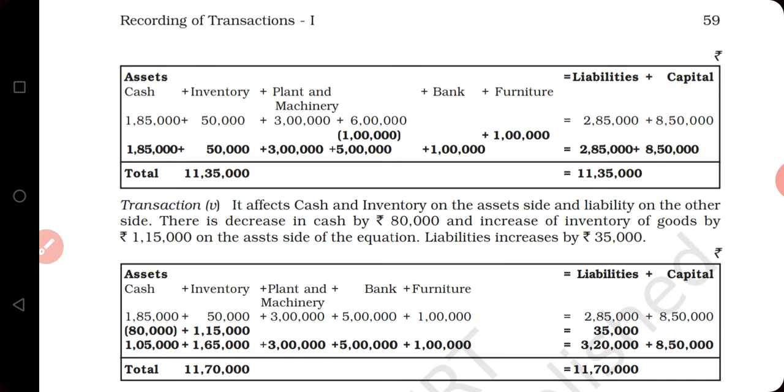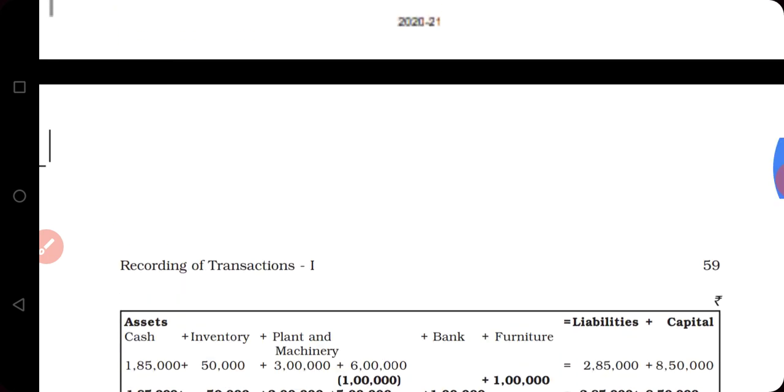So see, the total assets is 11,35,000, and no impact of this transaction on liability side and capital. So that will be the same, and after this transaction balance will be same, 11,35,000 both side. Now transaction number 5.